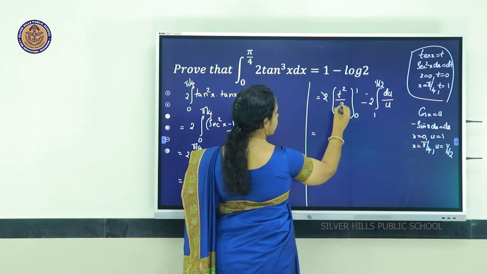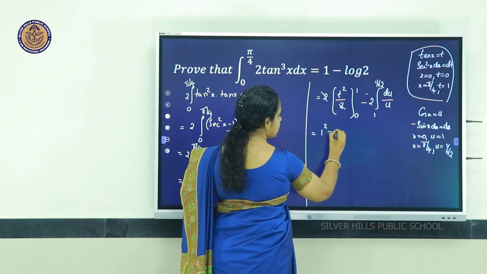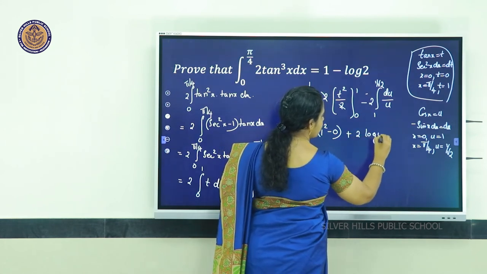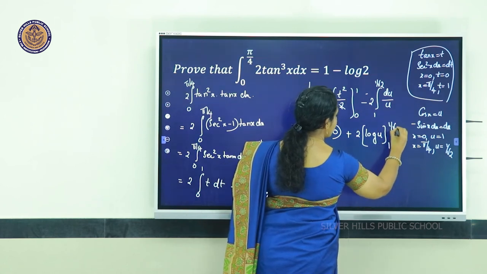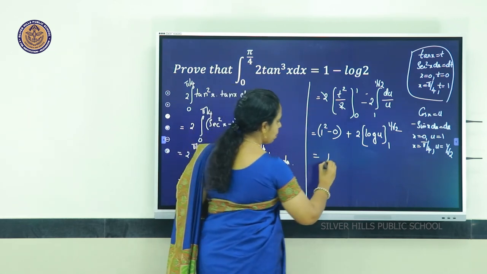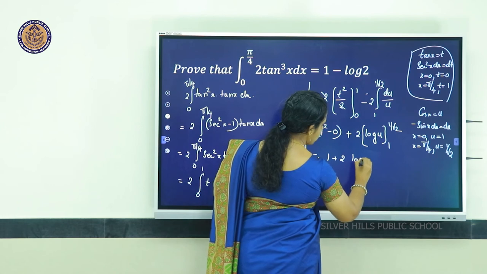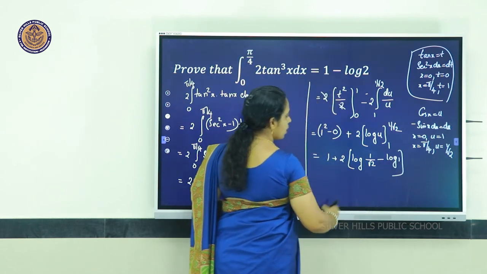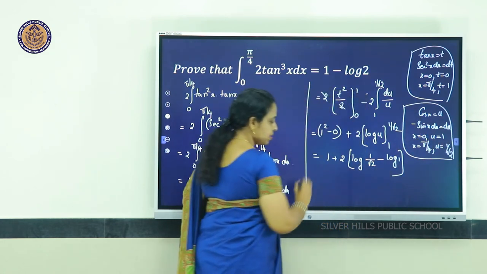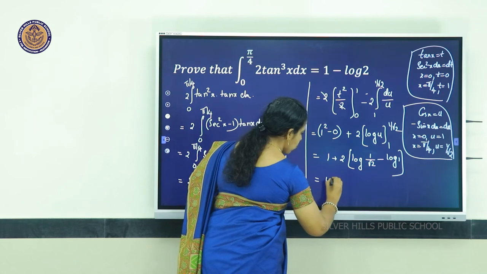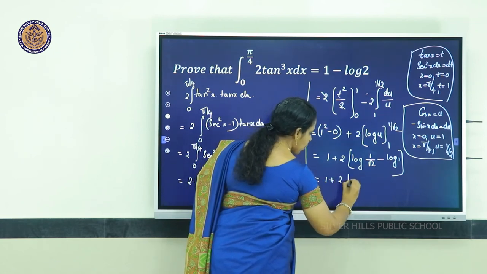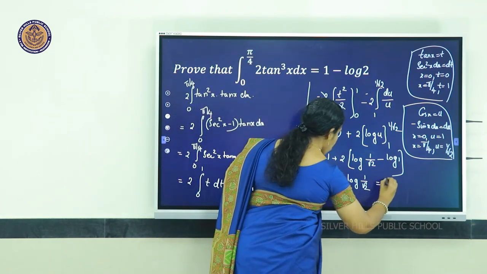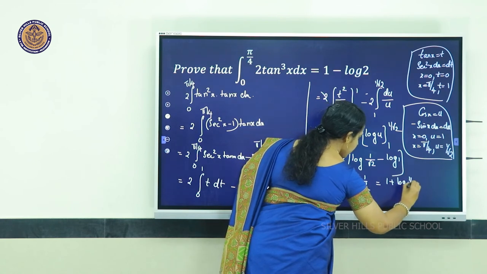This 2 and 2 will get cut, giving upper limit 1 square minus 0 makes it 1. Minus minus plus 2 log u under the limits 1 and 1 by root 2. So it will become 1 plus 2 into logarithm of 1 by root 2 minus log 1. Log 1 is 0. This we can write as 1 plus 2 into logarithm of 1 by root 2. We can simplify further. 1 plus logarithm of 1 by root 2 whole square.